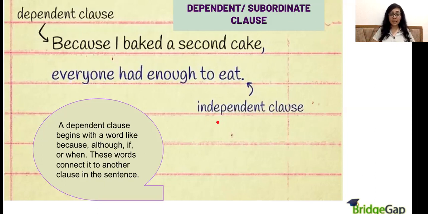Because I baked the second cake, what next? Say something. Now, what's the further information? Dependent clause. Together, it is connected with a comma. That means it's a subordinate. So it's a dependent and subordinate clause, you can say both.